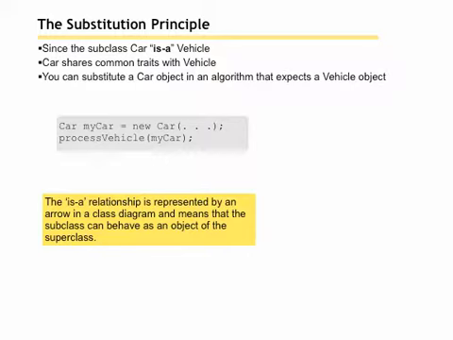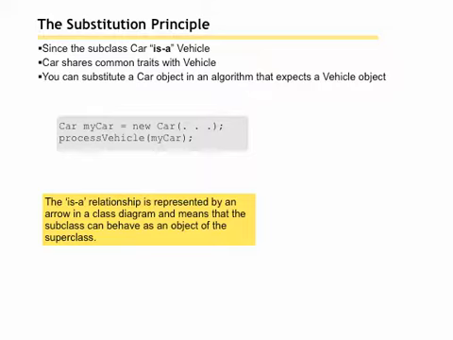The substitution principle means that we can use the term is-a to make sure that the inheritance relationship is sound. Car is a Vehicle. Car shares common traits with Vehicle, plus Car has some more specifics. It doesn't go the other way around. Vehicle is a Car does not fit, because there are more things that are a Vehicle besides just a Car. You could have a golf cart, you could have a tricycle, you could have a motorcycle, etc.